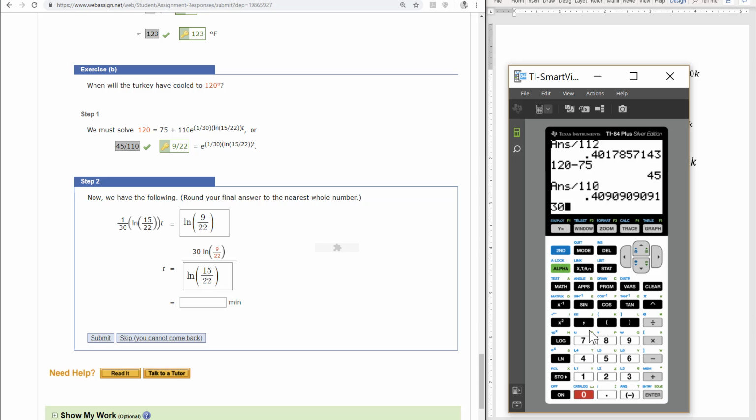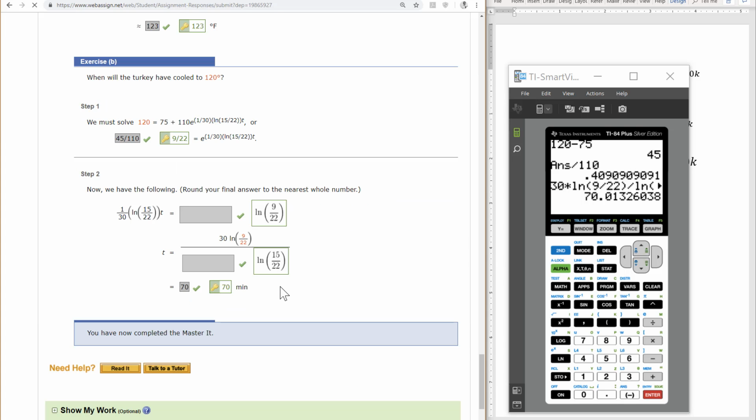And then they want us to figure that out by putting it into a calculator. So we have 30 times the ln of 9 divided by 22, and then we want to divide that whole thing by the ln of 15 divided by 22. And then we got 70 minutes. So that's close to 65 minutes, another 5 minutes after that. We get 70 minutes for it to cool down to 120 degrees. Okay, so I hope that helps.